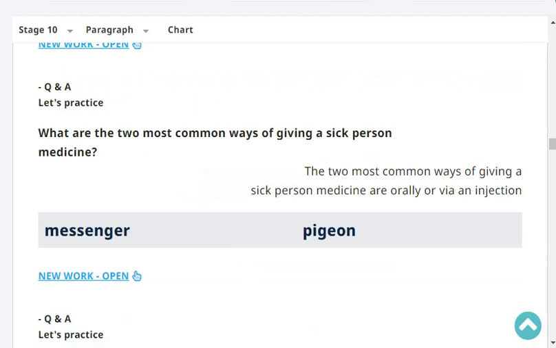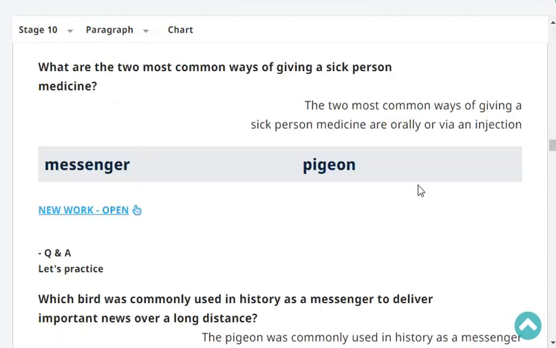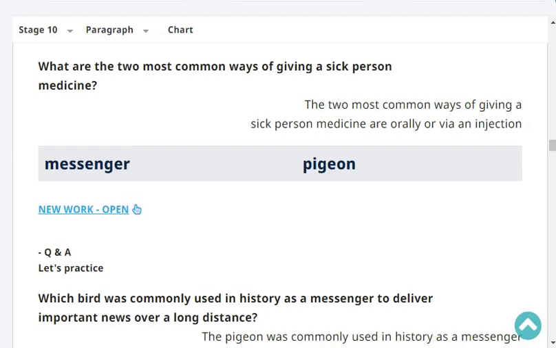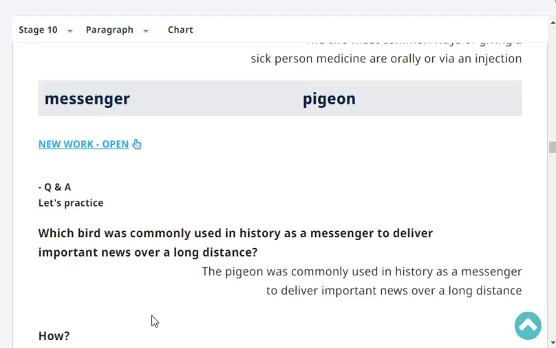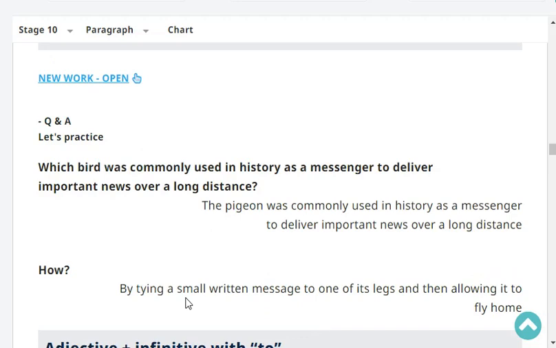Here we go. What are the two most common ways of giving a sick person medicine? The two most common ways of giving a sick person medicine are orally or via an injection.